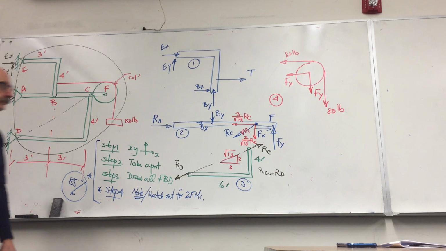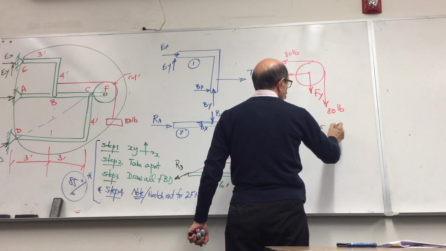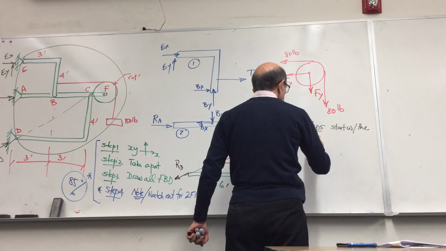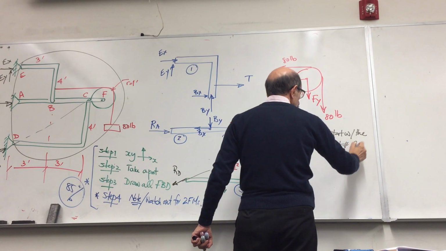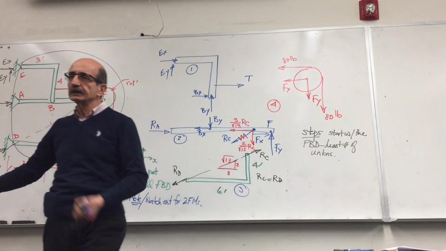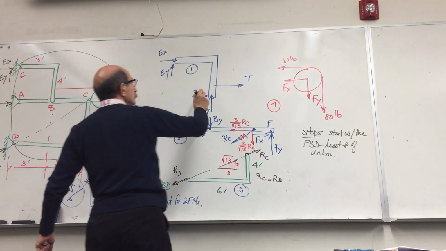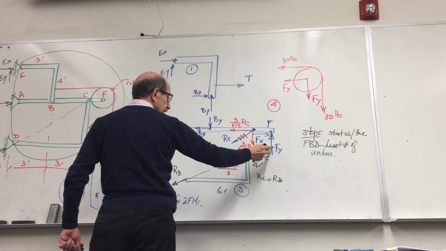So the next step, step 5, was to start with a free body diagram that has the least number of unknowns. Solve for as many unknowns as you can, then move to the next. So let's see. Here we have 1, 2, 3, 4. Here we have 1, 2, 3, 4. Here 1, 2, 3, 4, 6.